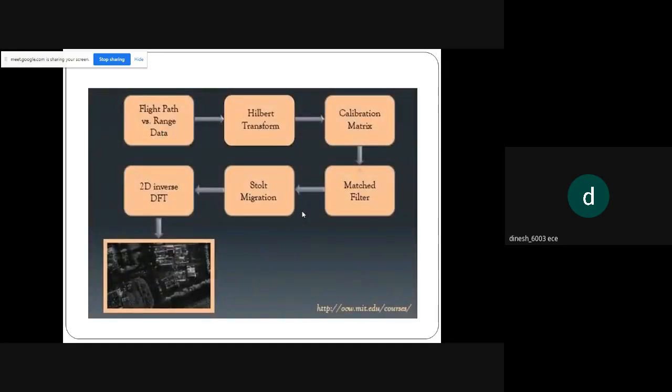So this is an example of your SAR. We have a two-dimensional image being present, which is being captured on the surface of the earth. You can see that. So that 2D image is being obtained by the flight path versus the range data, which is given to a Hilbert transform, a calibration matrix, a matched filter, then a slot migration, then to the 2D image, which will look like this.